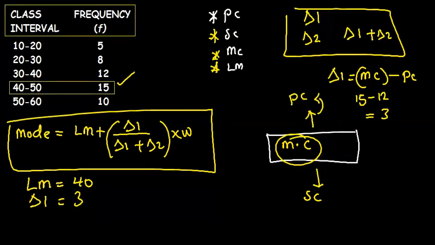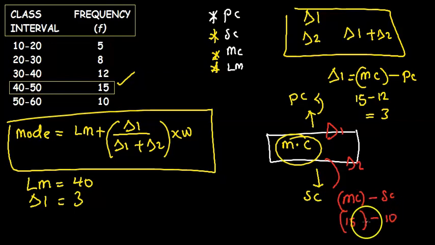Since we are done with this point, we are going to look at this point. In this case, notice that this particular portion is going to be delta 1 and this is going to be delta 2. For us to find our delta 2, it is simply going to be MC minus SC. And our MC, which we said is 15, and our SC is simply going to be 10. MC minus SC is simply going to be 5. Therefore, our delta 2 is going to be 5.